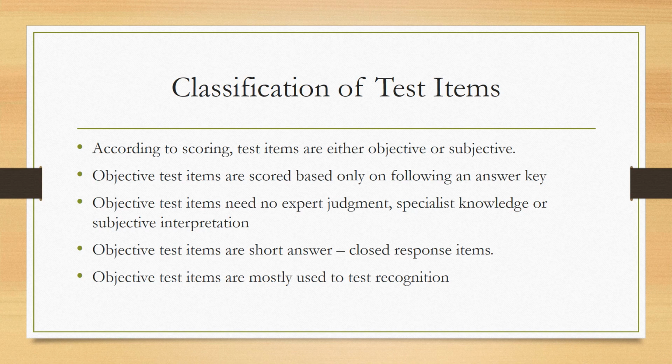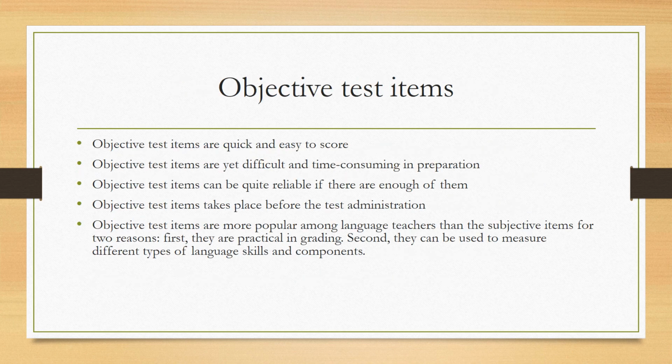Objective test items are mostly used to test recognition. So you know that in language we have two types of skills, recognition and production. Mostly, we do not say that it is all the time or a general fact, but mostly the objective items are used to test what? Recognition on the part of the students.